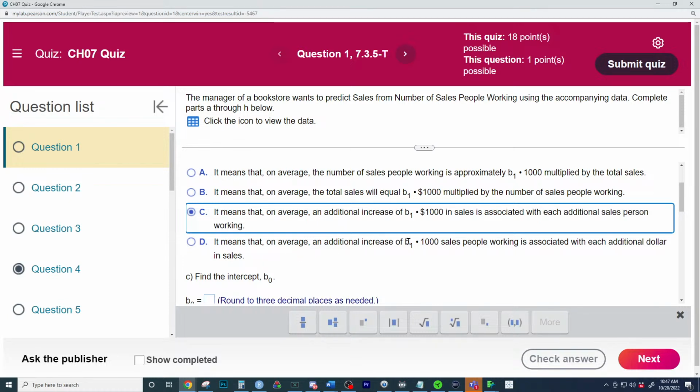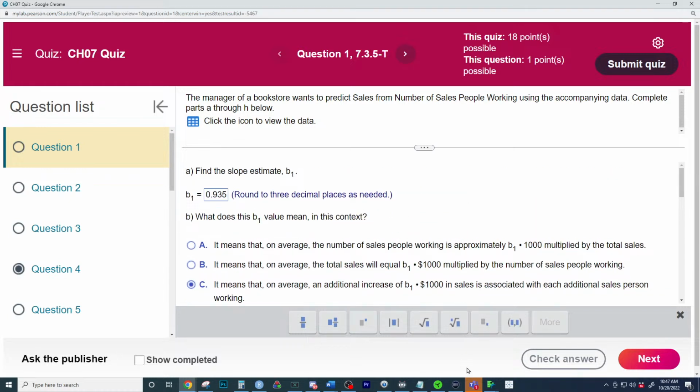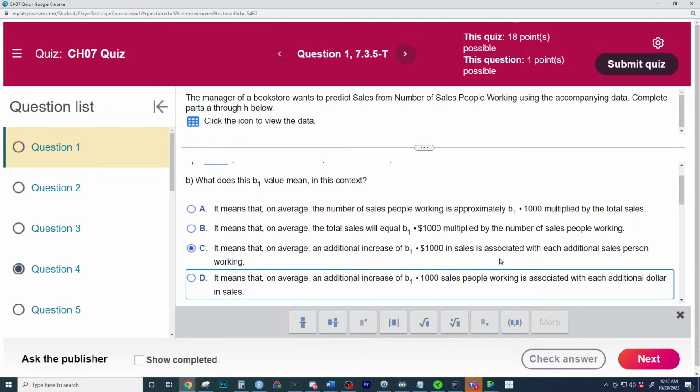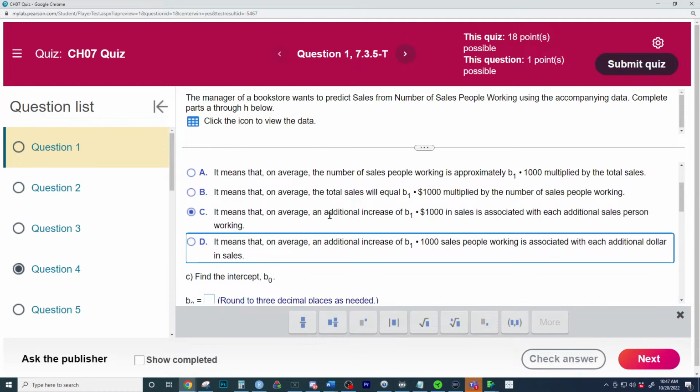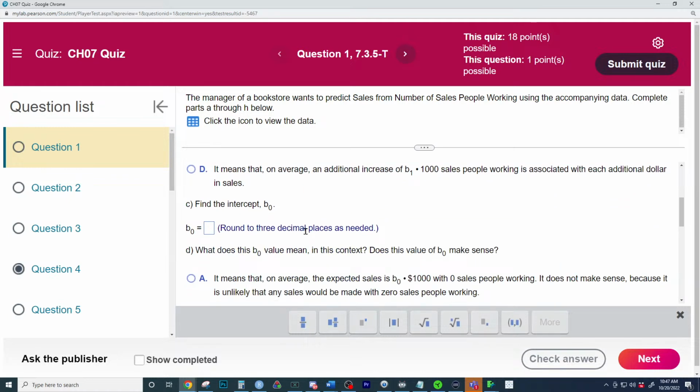It means that on average, an additional increase of this in sales people working, no. With each dollar, this reverses the X and the Y relationship. So this is no. The X variable was, no, that's saying the Y, it's so weird how they do that. But it means on average, an additional increase in sales is associated with each additional X, which is each additional person working.